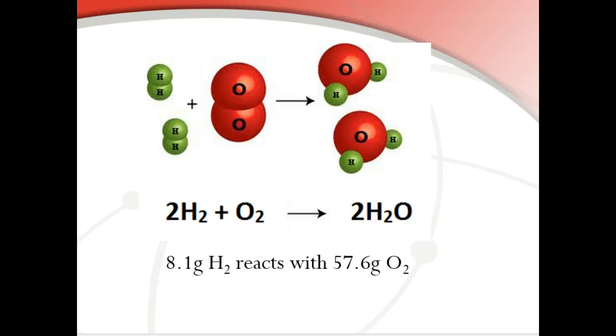Here we have a reaction: 2H2 plus O2 makes 2 water, and I want to react 8.1 grams of hydrogen with 57.6 grams of oxygen. I want to figure out what runs out first. Take a moment, look at the problem, and think about which one should run out first. A lot of you are going to say hydrogen, right? Because it's so small. Look how much oxygen we have: 57.6 grams, and we only have 8 grams of hydrogen. Well, what if I told you that oxygen actually runs out first?